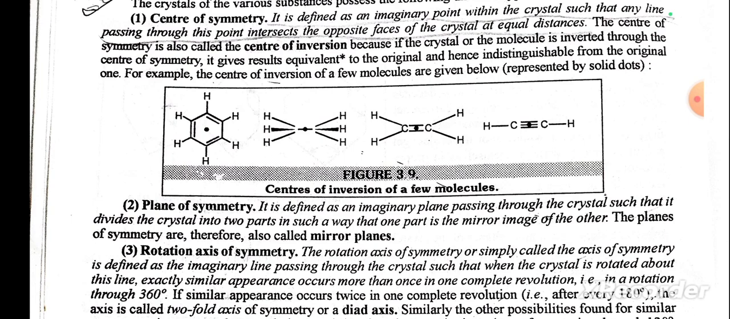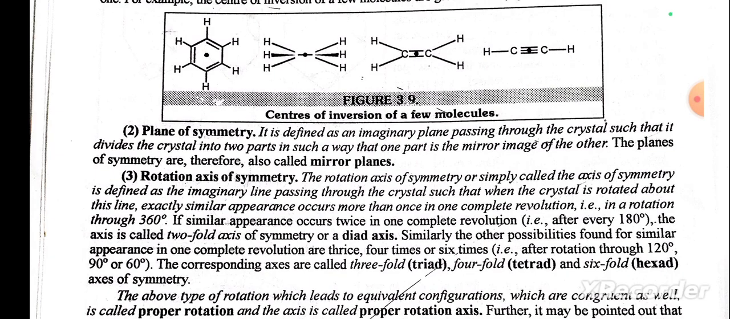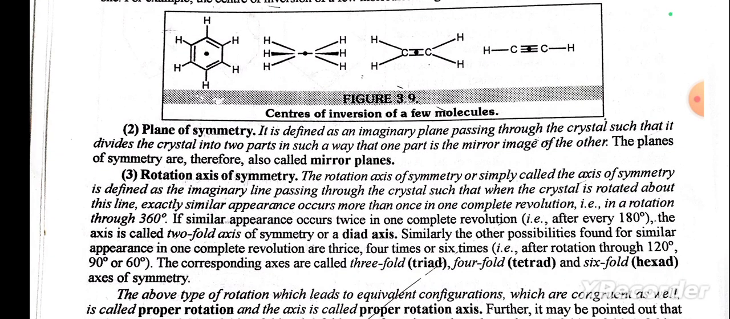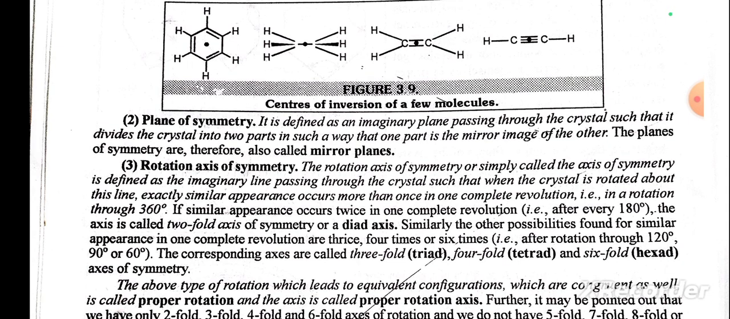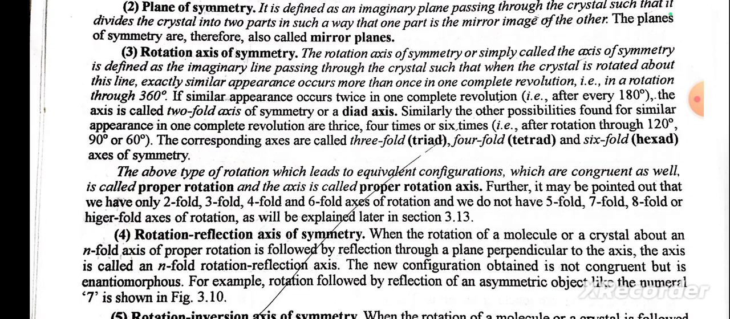Second is plane of symmetry. It is defined as an imaginary plane passing through the crystal such that it divides the crystal into two parts in such a way that one part is the mirror image of the other, and the plane of symmetry is therefore called the mirror plane. Third is rotational axis of symmetry.